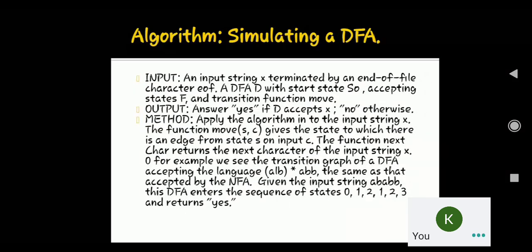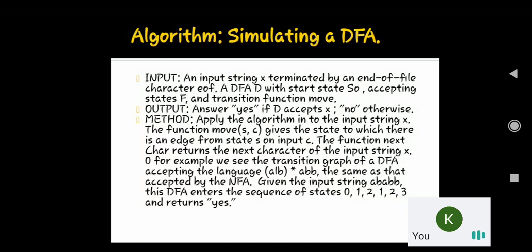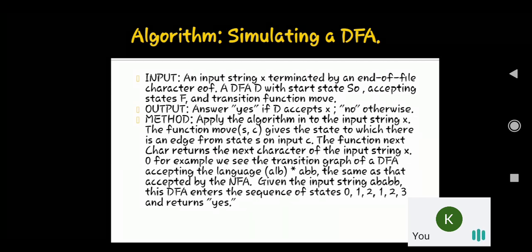Soon after reading the first alphabet, we have to read the subsequent alphabet. To read the subsequent alphabet, we use a function. The function name is nextchar. This nextchar function is used to read the subsequent character in your input string, and it returns the next character of your input string. So that's about the nextchar function. Now we have a transition graph for this expression.